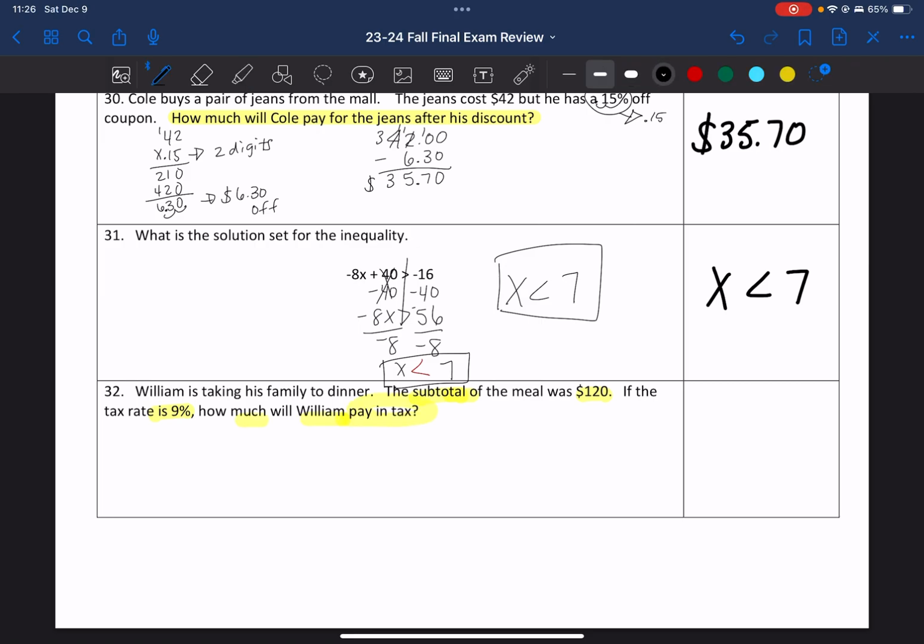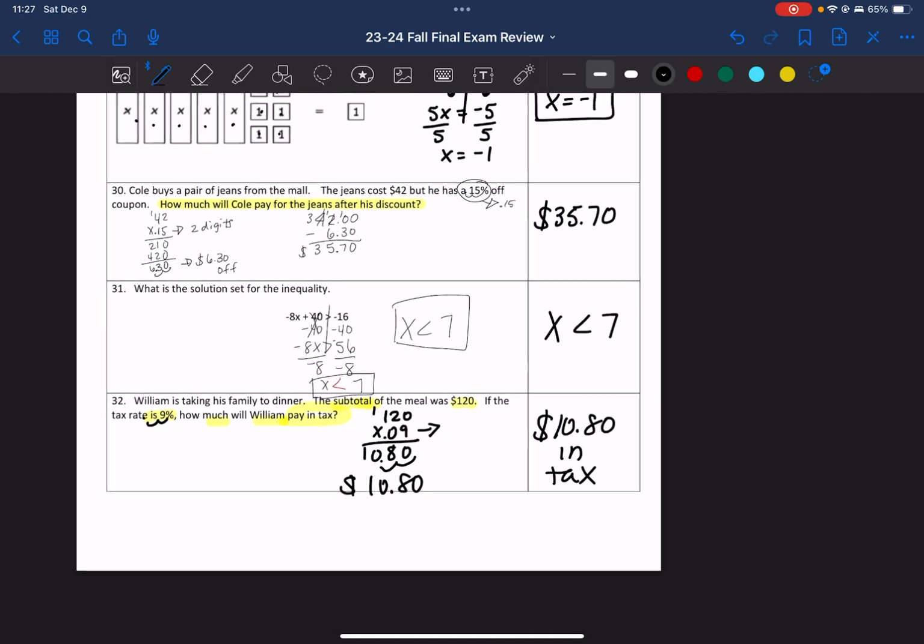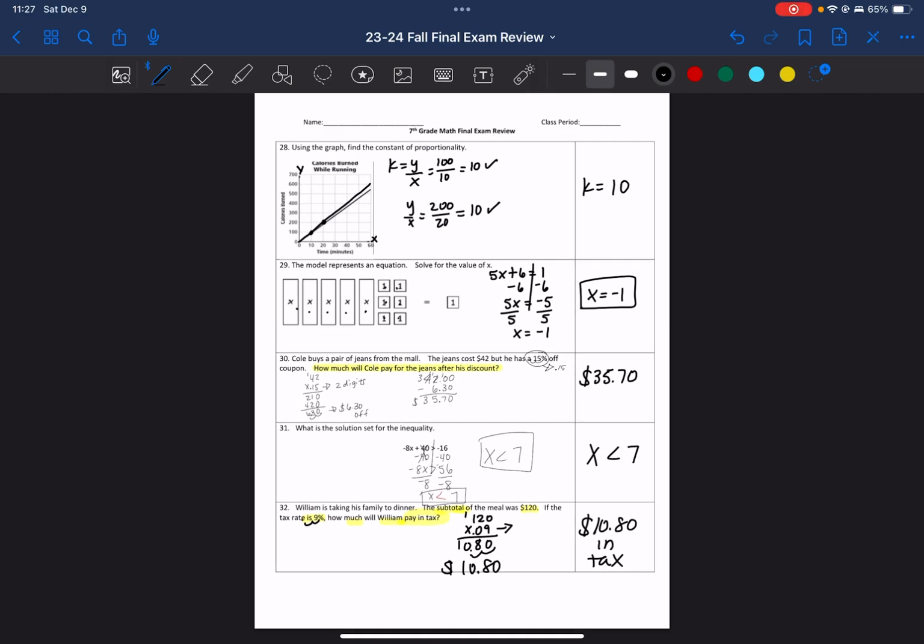This one is not asking for his total amount. It's only asking for tax amount. So we're going to take 120 times, this is going to move to 0.09. 2 times 9 is 18. 9, 10. The rest of them are zeros. So here I have 2 digits behind the decimal, 1, 2. That means he paid $10.80 in tax. Okay, let's move on. Okay, we're going to go to the next page.